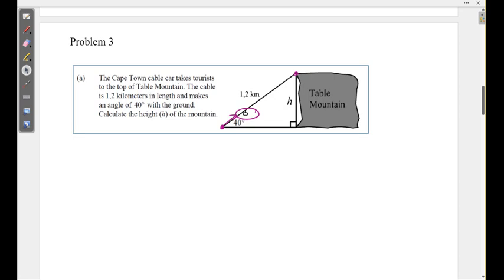So what are they saying there? The cable is 1.2 kilometers, as you can see, and then it makes an angle of 40 degrees with the ground. Okay, this is an angle of 40 degrees with the ground. Calculate the height of the mountain. So a nice question there, right? How do we solve that question there? Remember, your given side, your given angle is this one, or the angle you are working with.